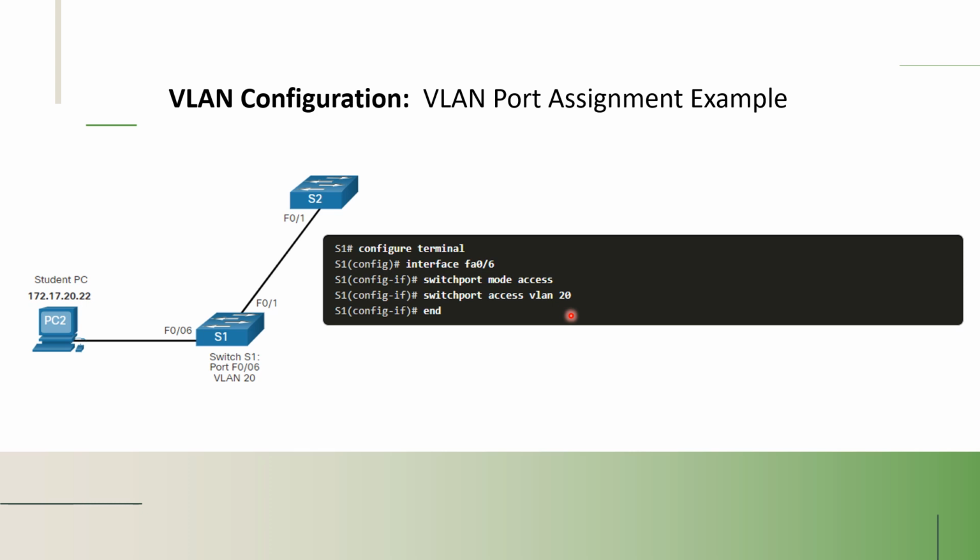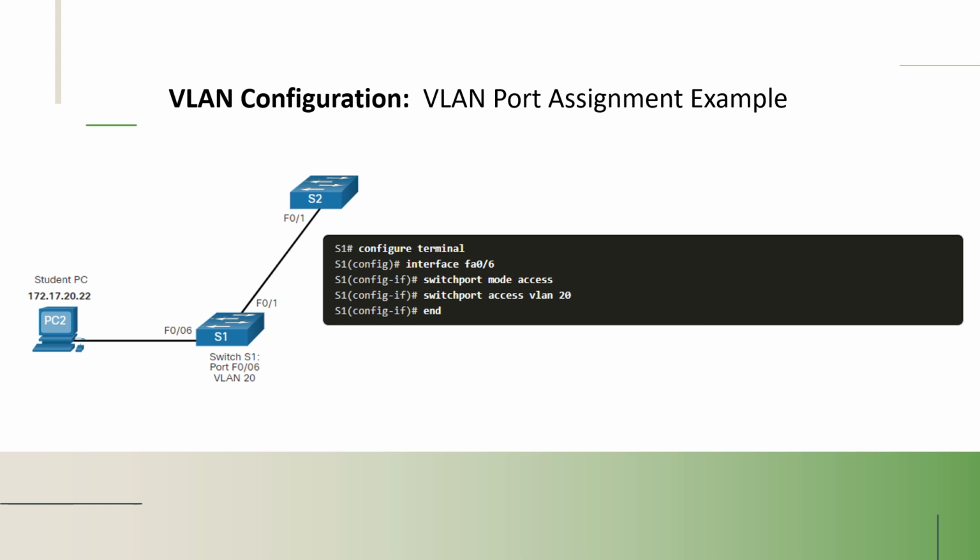VLANs are configured on the switch port and not on the end device. So PC2 is configured with an IPv4 address and the subnet mask that is associated with the VLAN, which is configured on the switch. Here in this example, we have VLAN 20, and VLAN 20 is configured on other switches. The network administrator must configure the other student computers to be in the same subnet as PC2. So they have to be in the subnet 172.17.20.0/24.